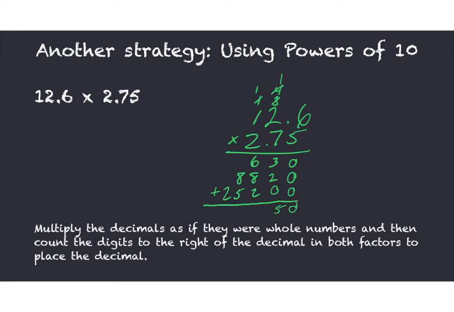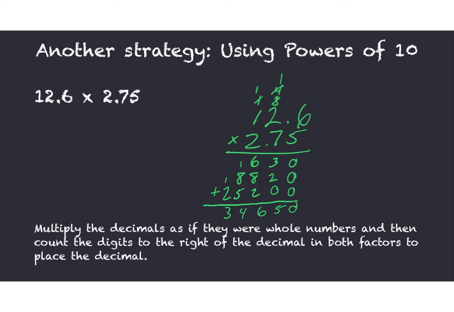0, 5, 6, 4, 3. So if this was multiplying whole numbers, our answer would be 34,650. However, this is a decimal. So let's think about where we need to place the decimal, knowing what we know about powers of 10.